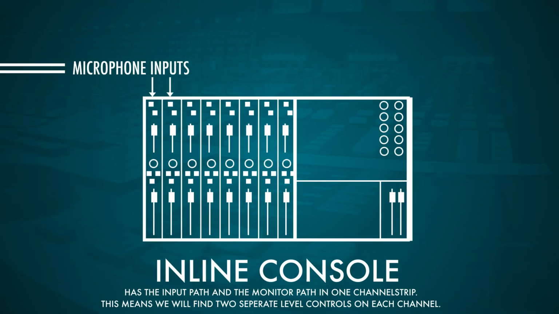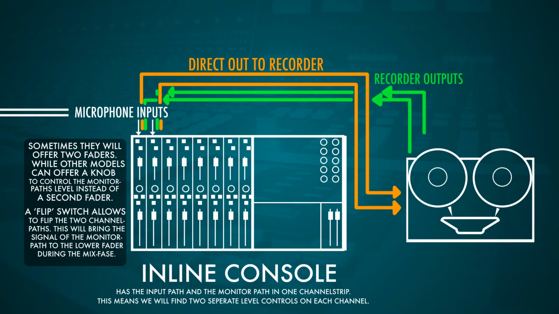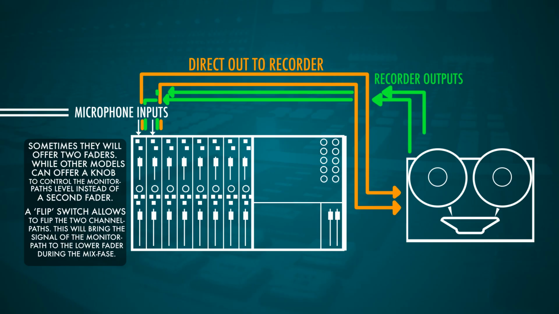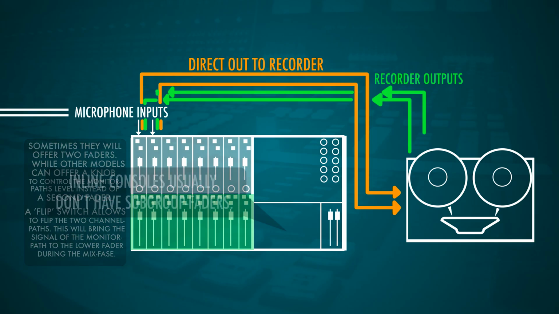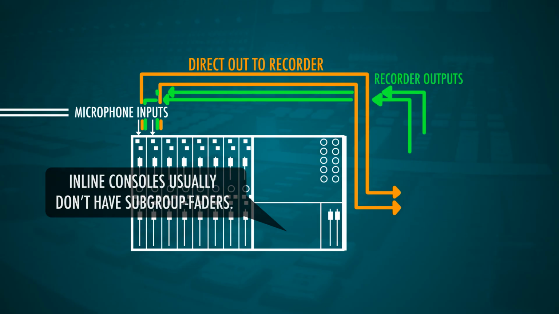An inline type of console actually has the monitor section in the channel strip. That means we have two separate level controls on one channel strip, one for the channel path itself and one for the monitor path. On many consoles, we're able to flip these two channel paths. During mixing, we normally want to work with the lower fader, so that's why it's helpful that we can flip them. Inline consoles normally have subgroups too, but they don't have a dedicated subgroup master fader.